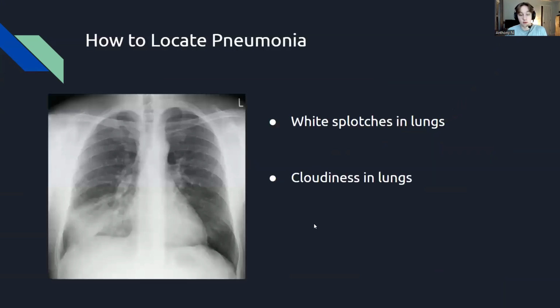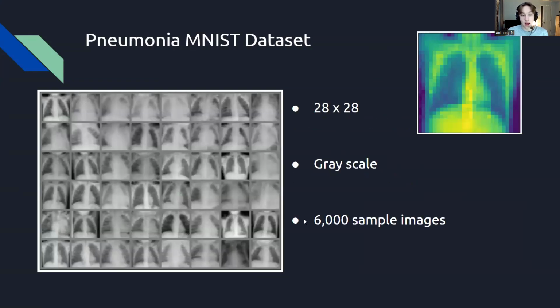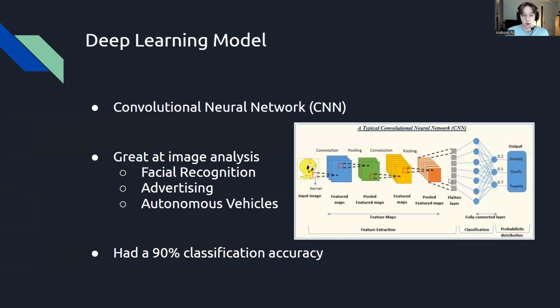So before I start talking about my project, we have to talk about how you actually locate pneumonia. Well, pneumonia is generally just a lot of white cloudiness in the lungs. You can see over here there are these white splotches, and that's where the pneumonia has infested the lungs. The data set I was working with was the PneumoniaMNIST data set. It's a sample of 6,000 grayscale images of 28 by 28 pixel density. So they're a bit blurry, but you can still see all the important features.